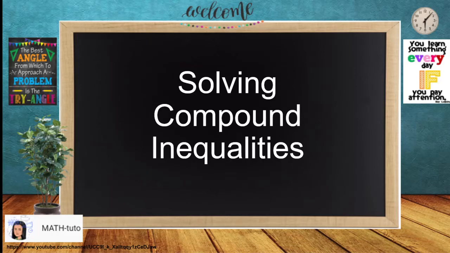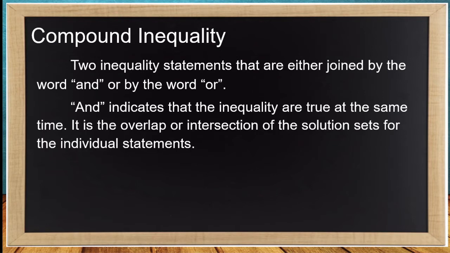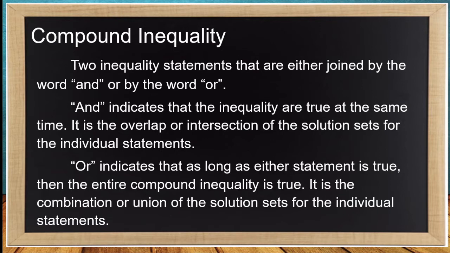Hello everyone! In this video, we are going to solve compound inequalities. So recall lang natin that compound inequalities are two inequality statements that are either joined by the word and or by the word or. And indicates that the inequalities are true at the same time, so it means overlap or intersection, and or indicates that as long as either statement is true, then the entire compound inequality is true, which means it is the combination or the union of the solution set.